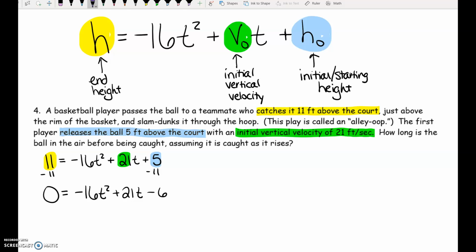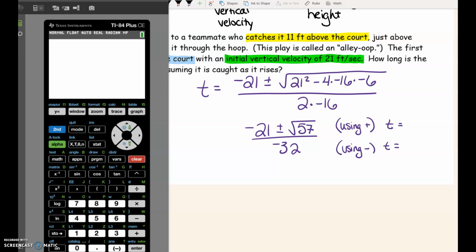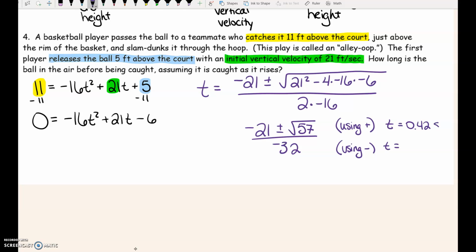So let's plug this into the quadratic formula. This time it's t equals, not x equals, opposite of b plus or minus the square root of b squared minus 4ac all over 2a. Our first answer we're going to get from using the plus sign. So negative 21 plus the square root of 57, hit enter, divide by negative 32, enter. Our first answer is 0.42. So using the plus sign, we got 0.42 seconds.